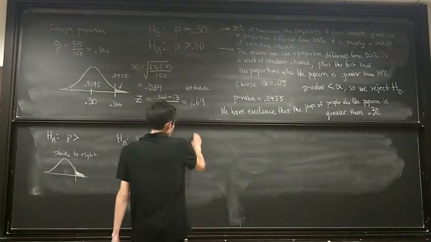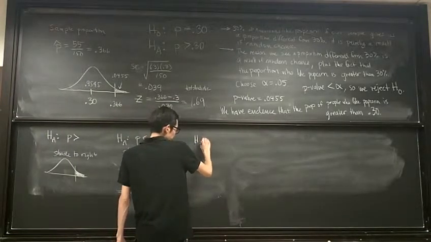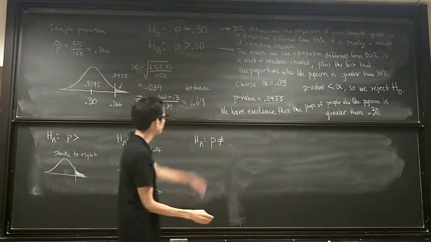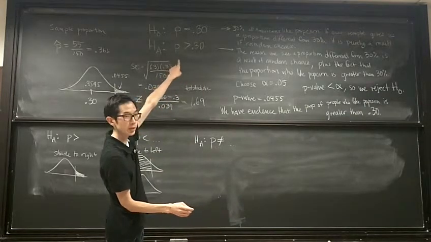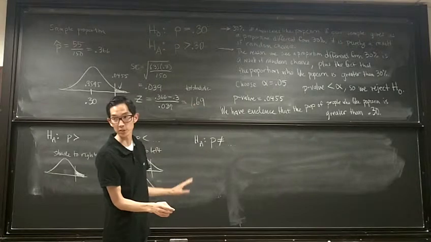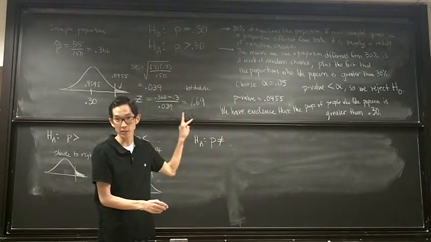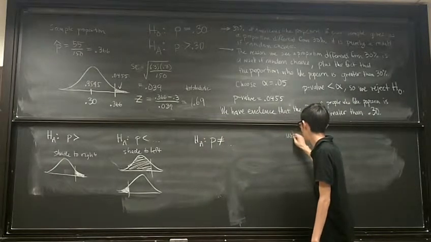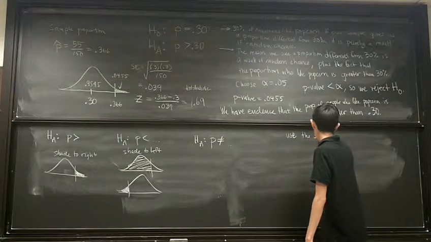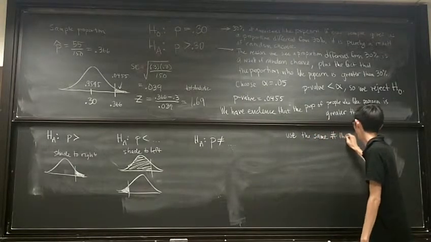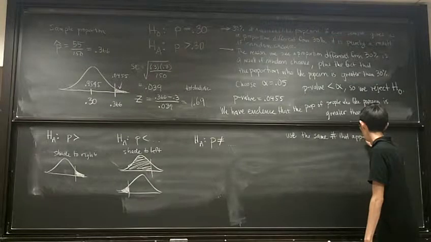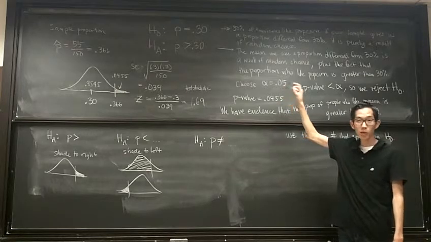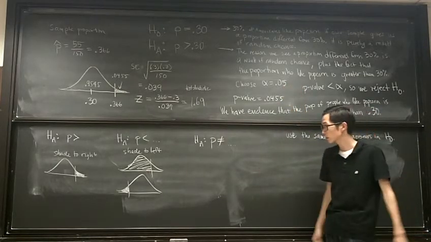And then if the alternative is that p does not equal some number here, okay? And remember, whatever number you put in the null hypothesis is going to be the same number that appears in the alternative. You're never going to have two different numbers. So in all cases, use the same number that appears in the null hypothesis. Okay? And the null hypothesis will always have an equal sign. Always, always, always.